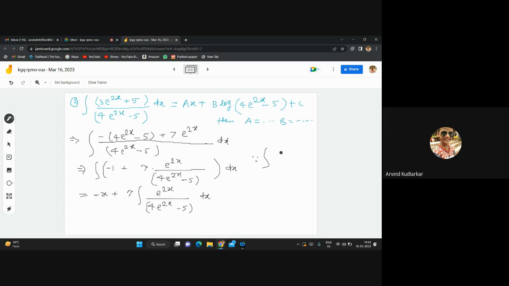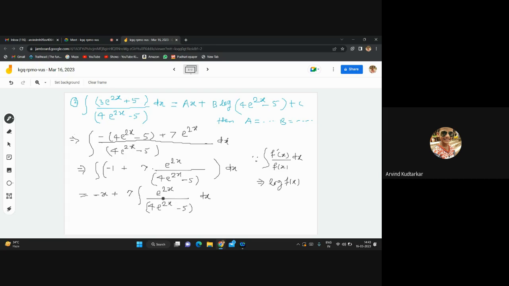If the derivative of the denominator is in the numerator, its integration will be log of the denominator. So the integration of f dash of x upon f of x dx is log of the denominator. This is the standard result in integration, so apply this result here.